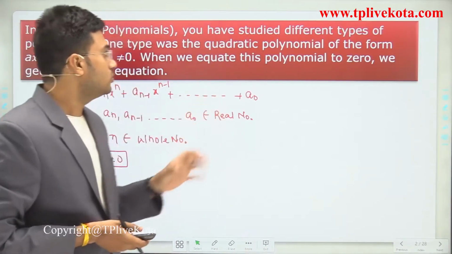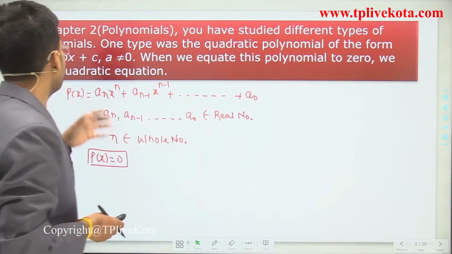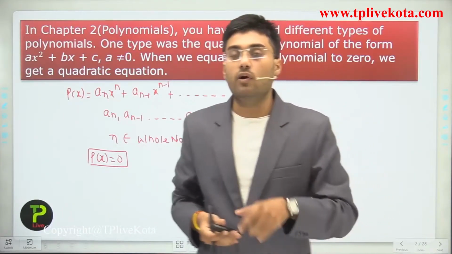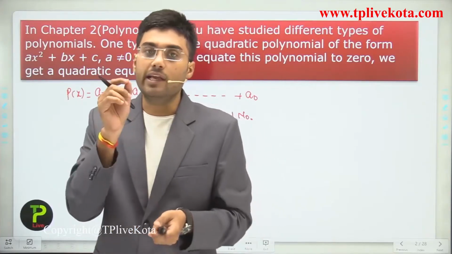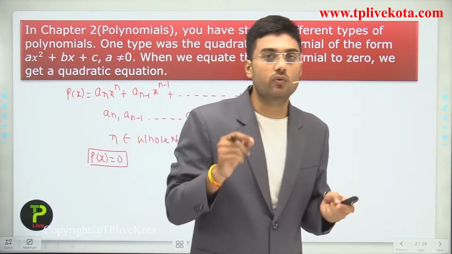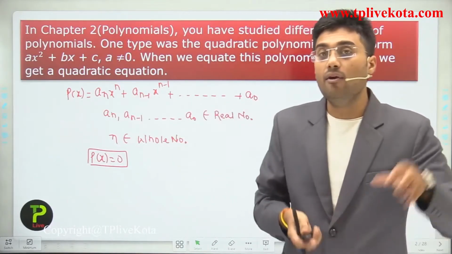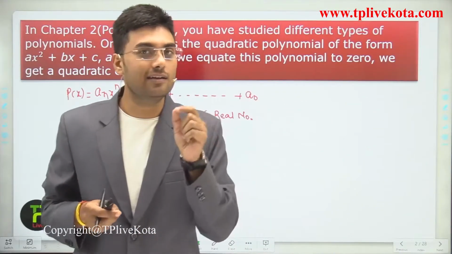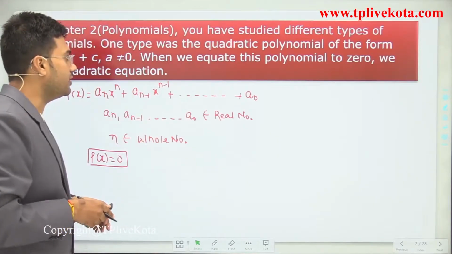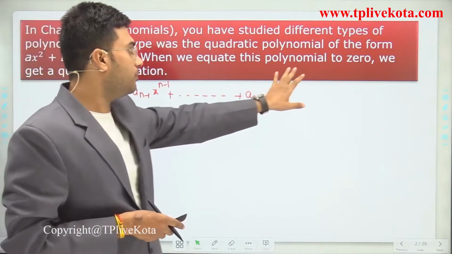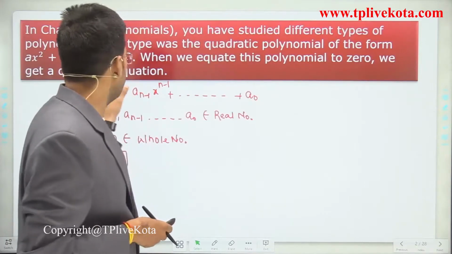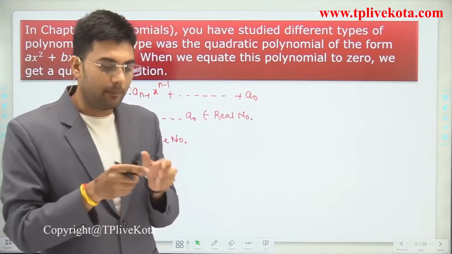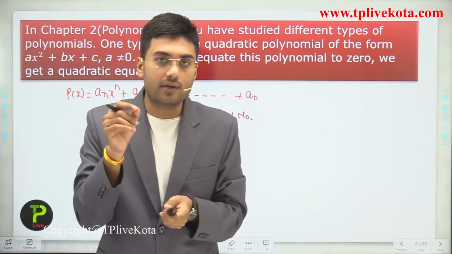Clear? So you have studied different types of polynomials, and one type of polynomial is the quadratic. A quadratic polynomial is what? When the degree of the polynomial is 2, it is a quadratic polynomial. And when we equate a quadratic polynomial to 0, it becomes a quadratic equation. Clear? So students, this is the basic introduction: what is a quadratic equation.